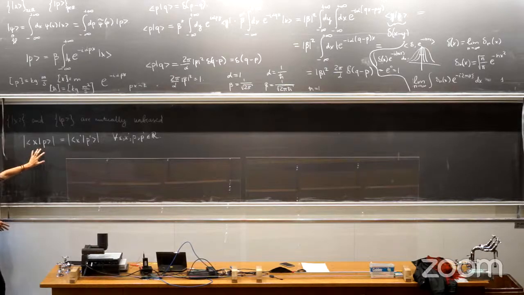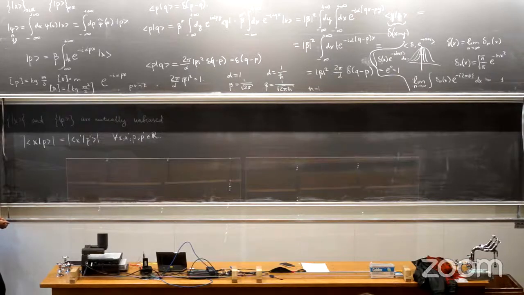So this XP bracket is basically a constant regardless of which elements of the basis I take. So there is no kind of dependence on which X and which P I choose.